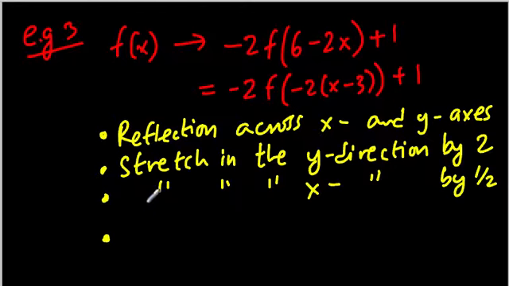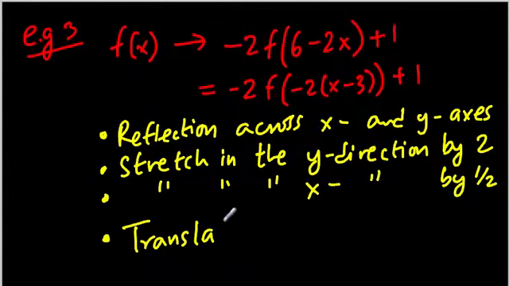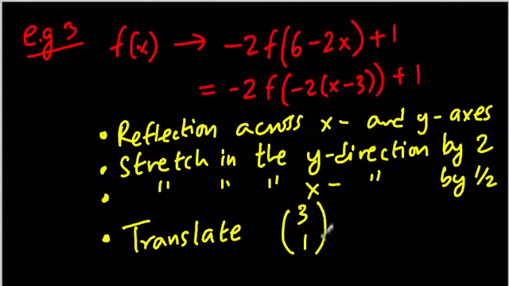And finally, I'm going to write this in vector notation. If you observe here, this is 3 to the right, 1 up. So you can simply write translate 3, 1. And that explains it. That just means 3 to the right and 1 up. All right, let's see if there's any other examples. No, that's it for the examples, and I'll see you in the next video.